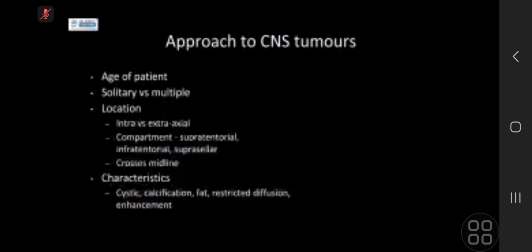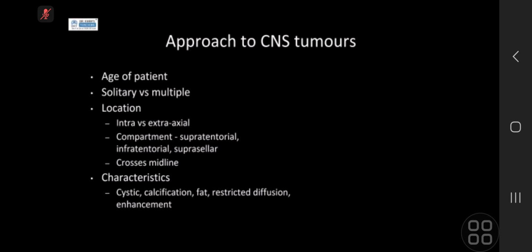Compartment-wise, it's best to be as specific as you can in your description, because that really helps you to narrow differentials. Is it supratentorial, infratentorial, or suprasellar? Is it posterior fossa, i.e. below the tentorium, or above the tentorium, or is it midline within the sellar region? Is it pineal? And of course, whether it crosses the midline, as we know lymphoma is one of those that does cross the midline, and also certain gliomas.